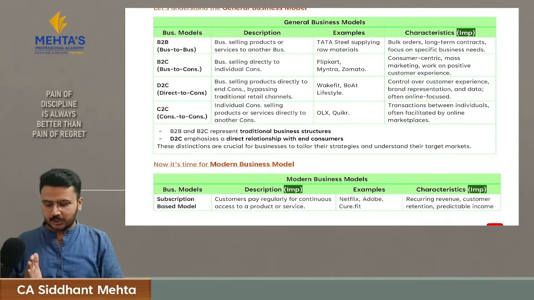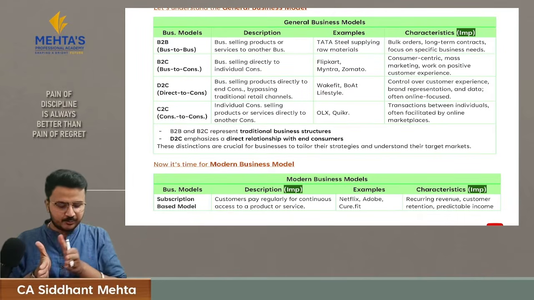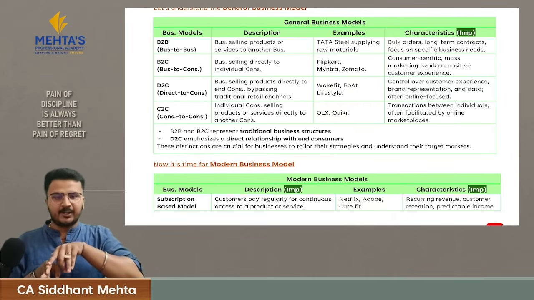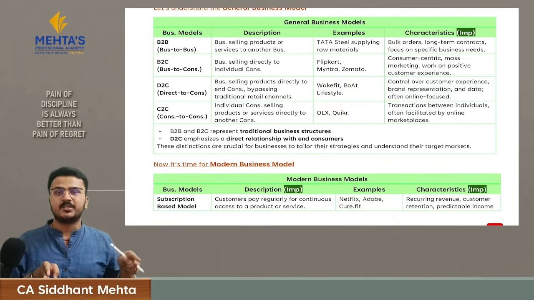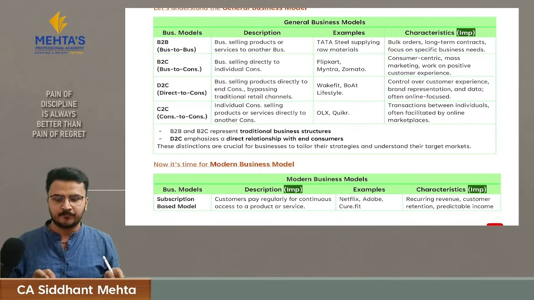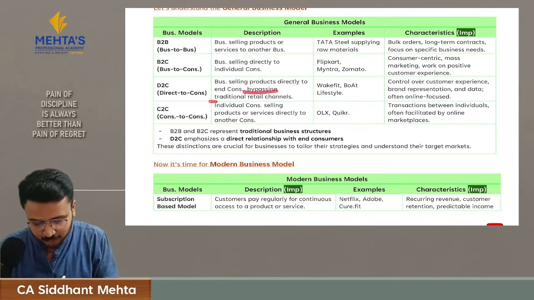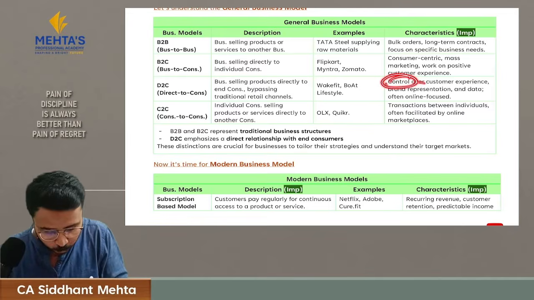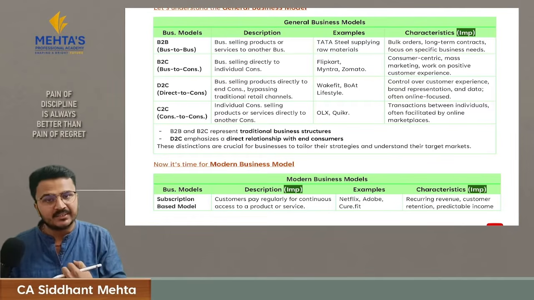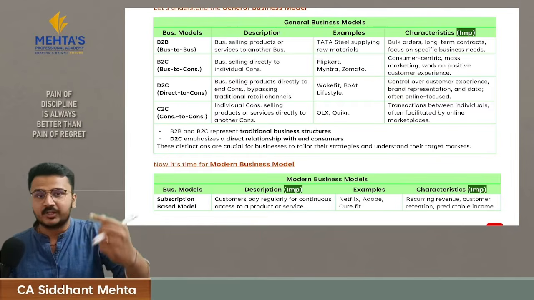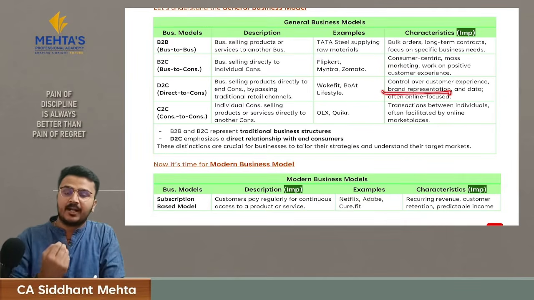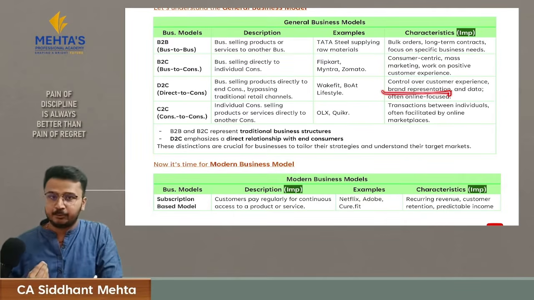Traditionally what used to happen, the manufacturer used to produce, then sell to the wholesaler, then the retailer, and then to the customer. But in D2C, the manufacturer will produce and directly sell it to the consumer. So here there is a bypass of traditional retail chains, because of which you have control over customer experience, because you are the one selling directly to the consumers. Also, you can represent your brand in a better manner in the D2C model.